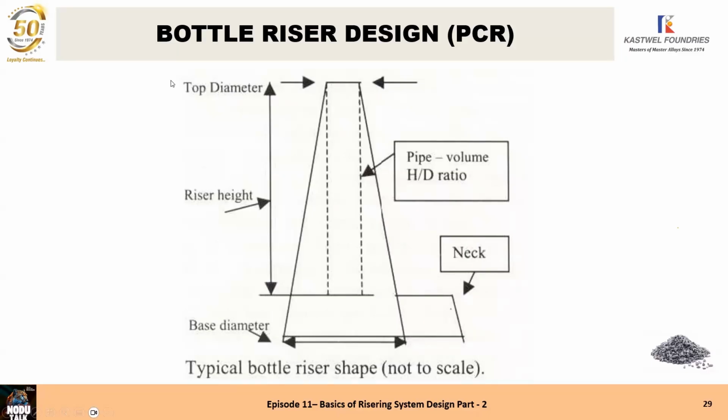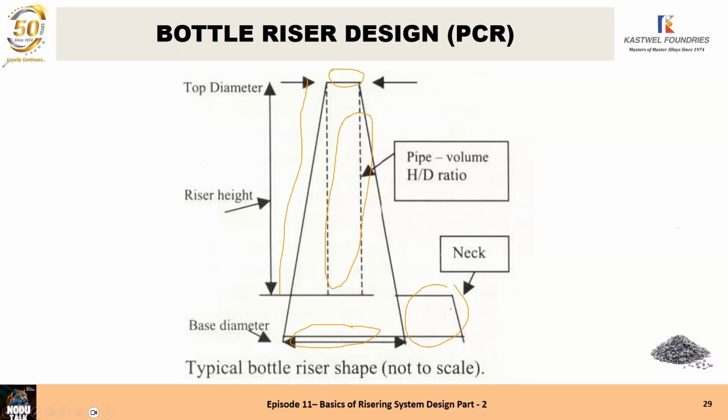The riser height is shown on the left-hand side. There is a dotted line, solid line on the two sides, dotted line. This is known as the pipe. The volume of this pipe is found out from the height to diameter ratio. Top of the riser has got a diameter. The base diameter is given at the bottom, which is connected at the parting line. On the right-hand side is the neck. So the riser above the neck gives you the height of the riser. And the height of the riser is also the height of the pipe in the bottle riser.